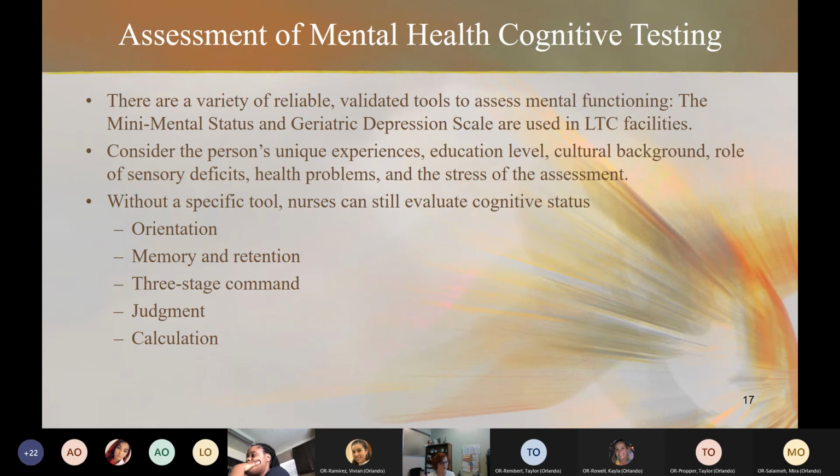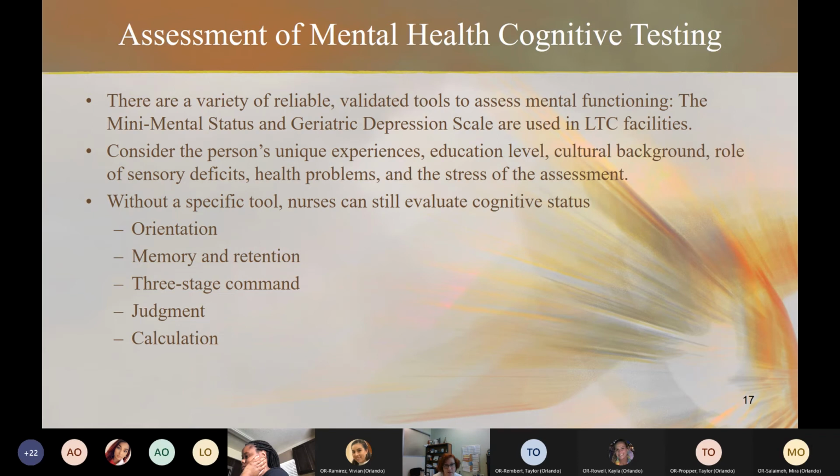But if you don't have a specific tool, then you can use this. But I do believe that one of the best ones to use is the mini mental status exam, and of course the geriatric depression scale. And we just have to get to know our patients as well.